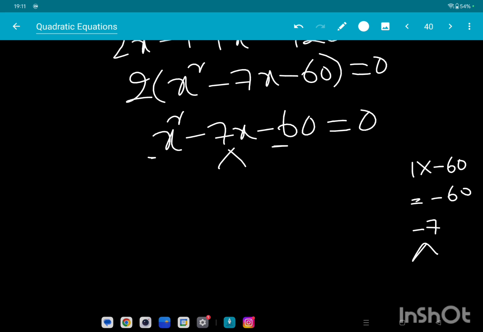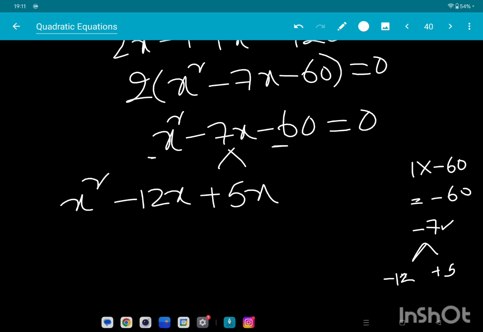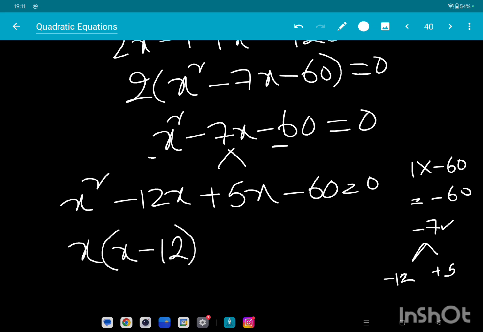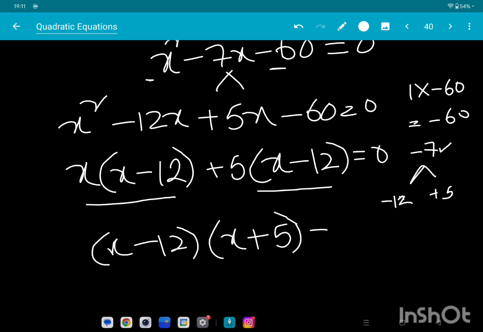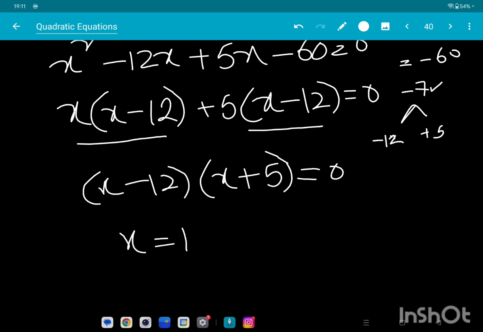Can I do it as minus 12 and plus 5? Is it possible? 12 fives are 60, minus into plus is minus 60, and minus 12 plus 5 is nothing but minus 7 only, right? So I will write it as x square minus 12x plus 5x minus 60 is equal to 0. If I take x as common, then the remaining term will be x minus 12. If I take plus 5 as common, then the remaining term is x minus 12 is equal to 0. If I take x minus 12 as common, then the remaining term is x plus 5 is equal to 0. Now I will write in a separate way. x minus 12 is equal to 0 and x plus 5 is equal to 0.